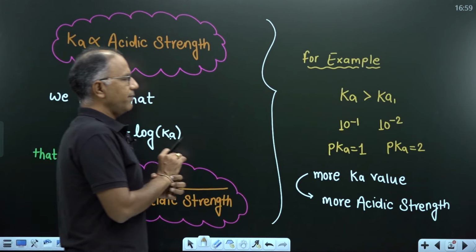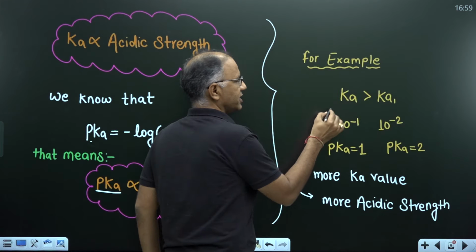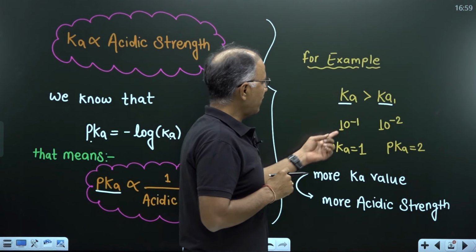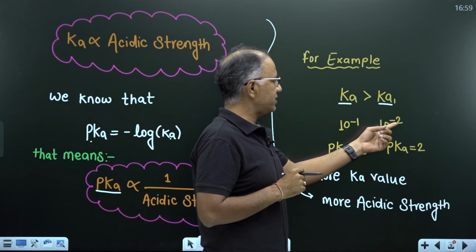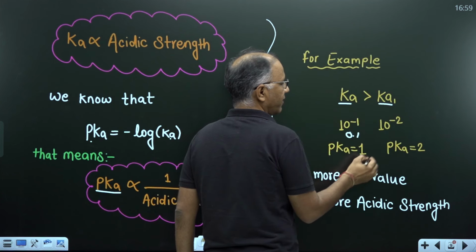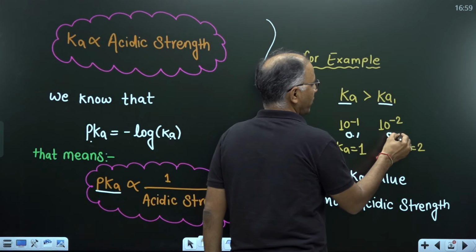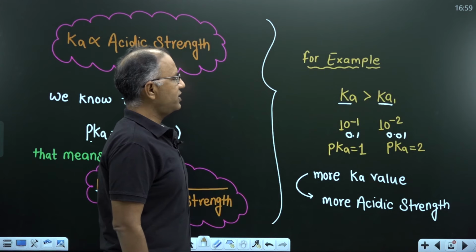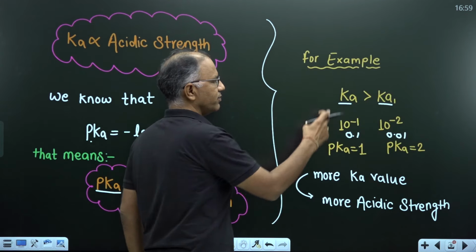Let us consider an example. Let us consider two different acids having Ka values. The first one's Ka value is 10 to the power -1, the second is 10 to the power -2. This means 10 to the power -1 means 0.1 and 10 raised to power minus 2 means 0.01. Got it? Now, which has more Ka value? The first one has more Ka value.